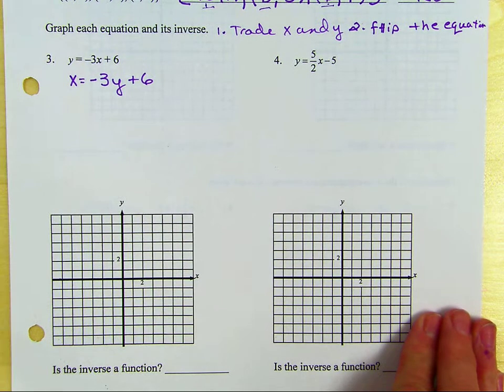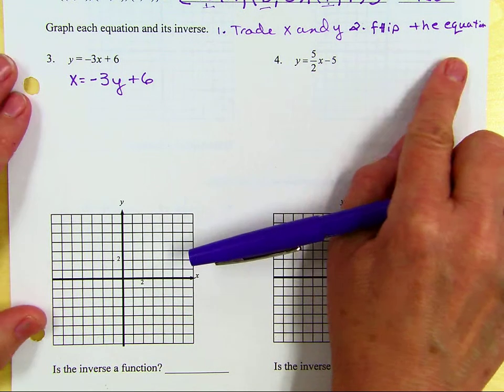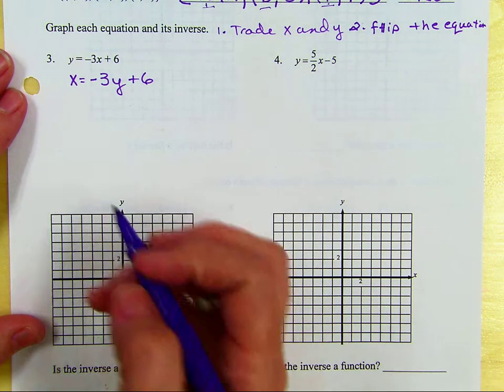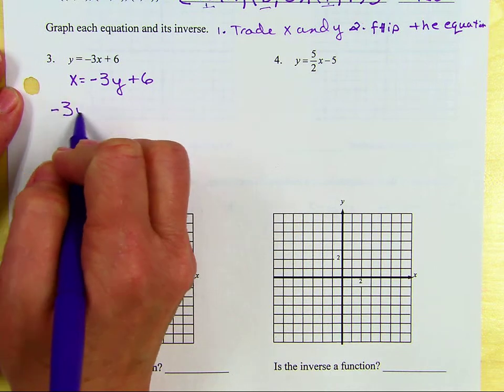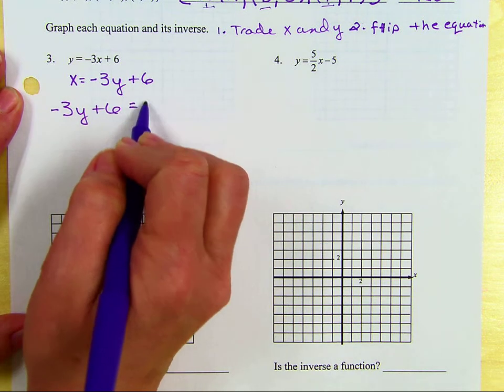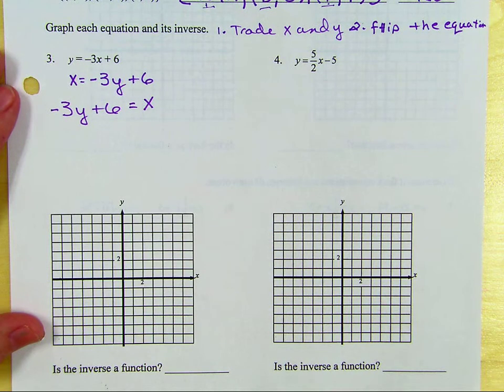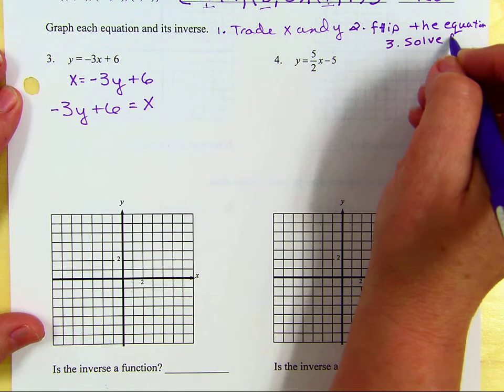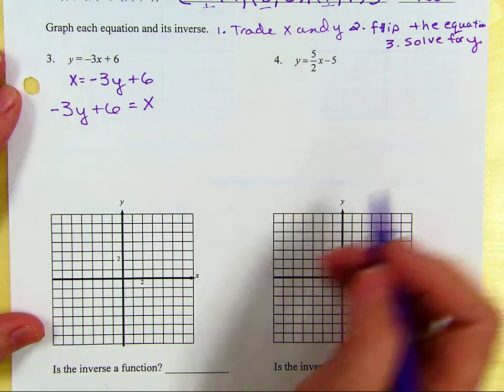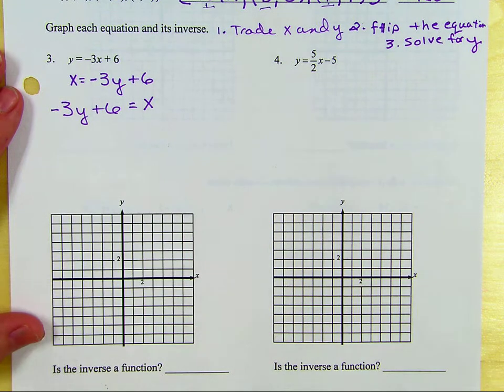Flipping isn't necessary, but it's going to make it easier for us when we solve it. So we're just going to trade sides. So -3y plus 6 equals x. And now we're going to solve for y. So subtract 6 from both sides.